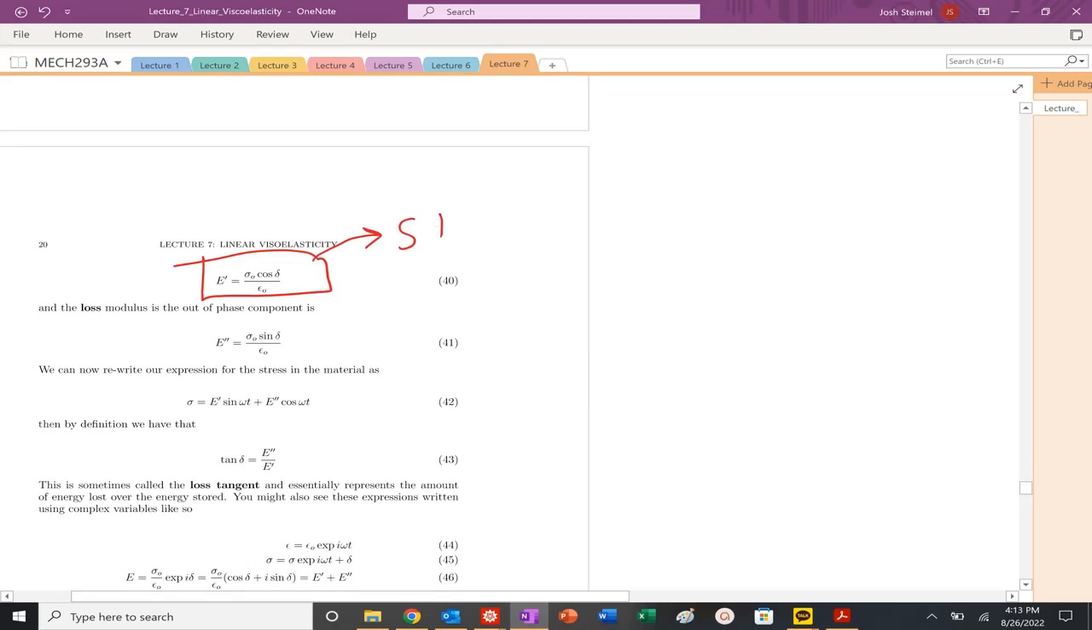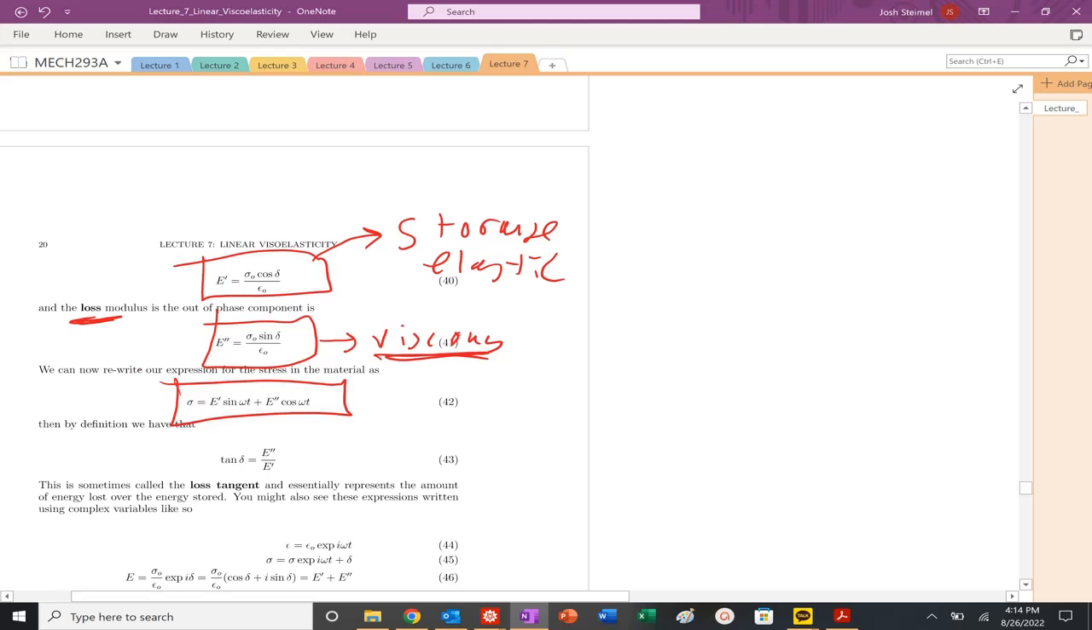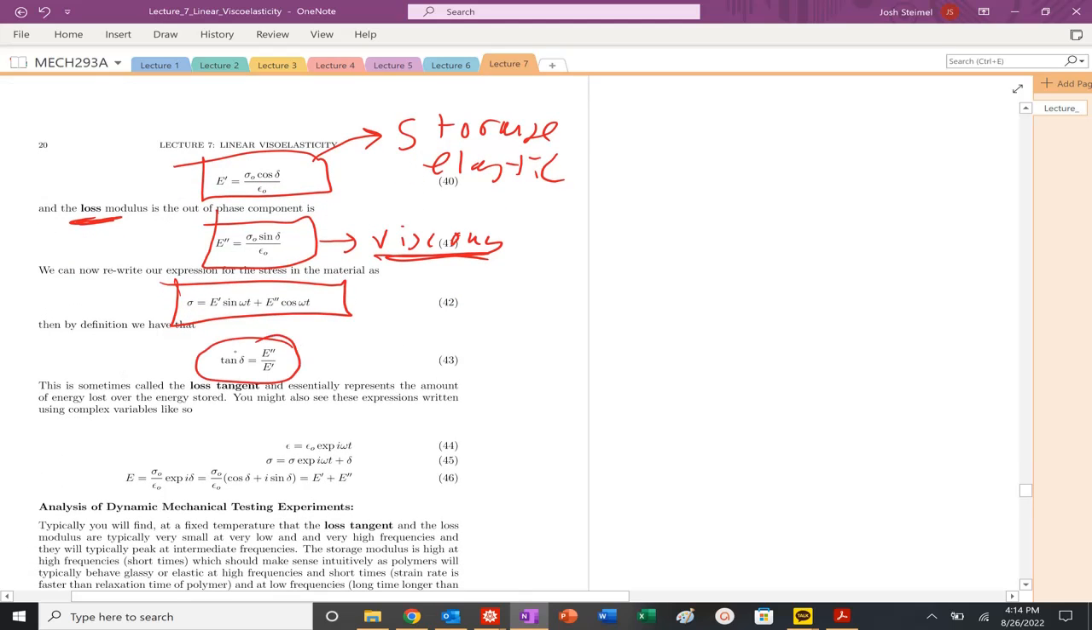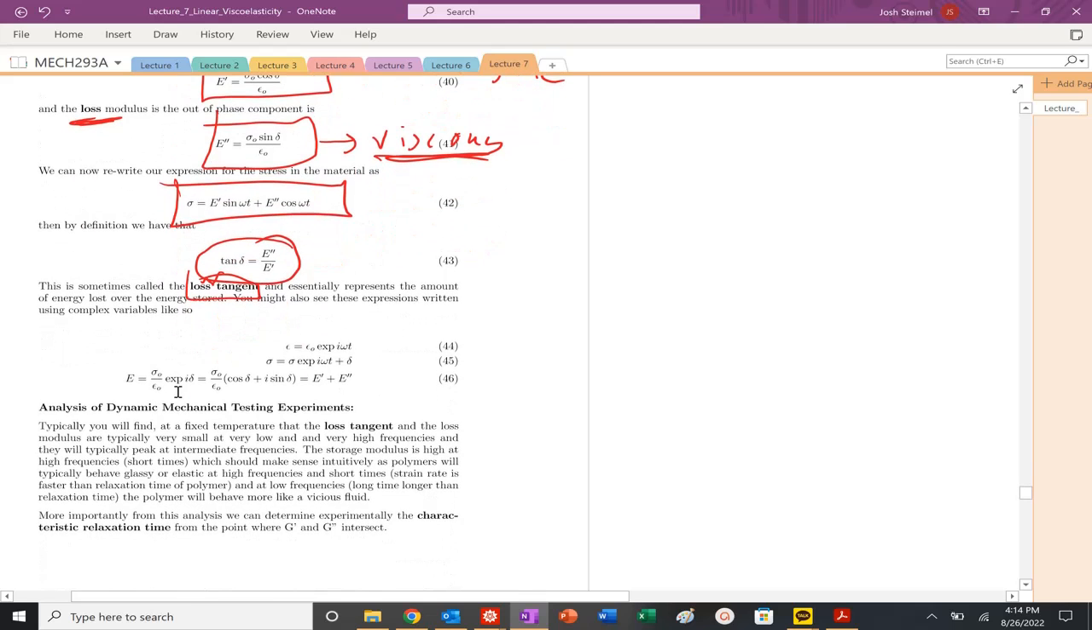And if you break down that expression, you could actually measure what's called the storage modulus, which is again that cosine delta, your elastic response, and your loss modulus, E double prime or G double prime, which is your viscous response, the sine delta, the out-of-phase function. So you can measure those different components. That's extremely powerful. You can also measure the loss tangent, which is basically a ratio of those two values. Either way, you could also write it in terms of complex variables and other things.